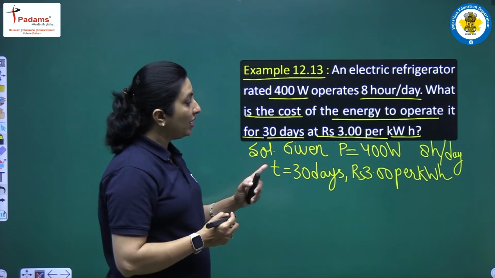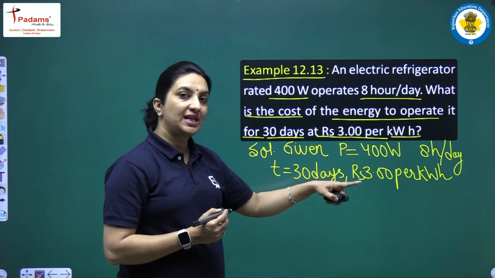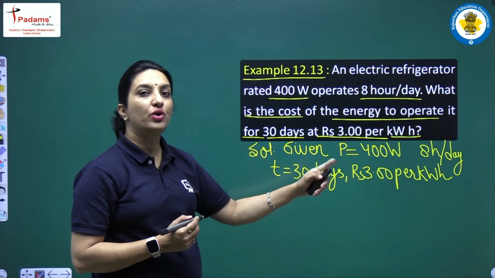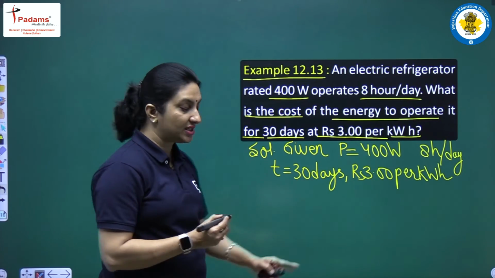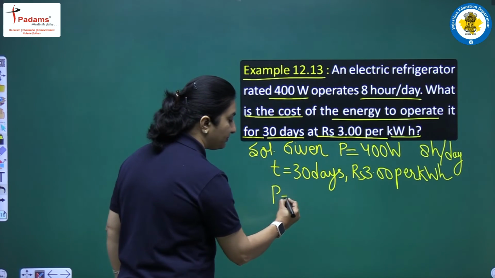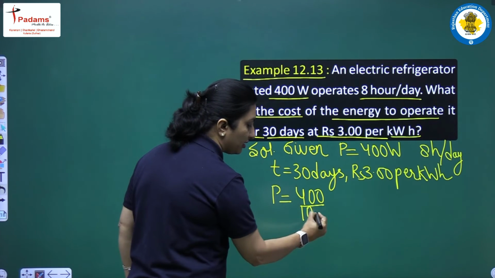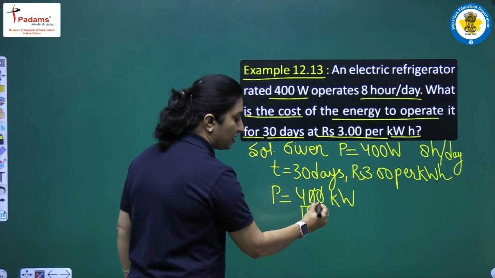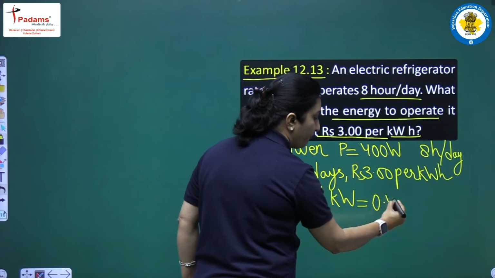Now students, we can solve this numerical problem again in many ways, so I'll use the easy one for you. Now here the power is given in watts, so we must first calculate this power in kilowatts. So if I change watt into kilowatt, that means I have to divide it by 1000. So the power will become 400 upon 1000 kilowatts. So this will become 0.4 kilowatts.